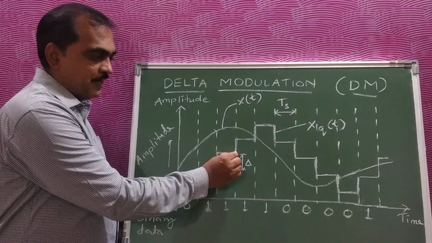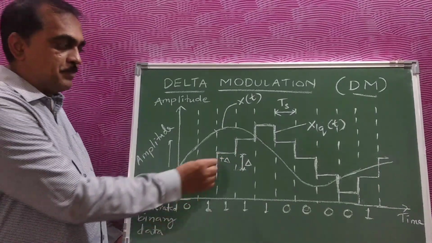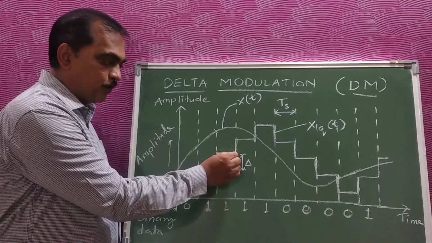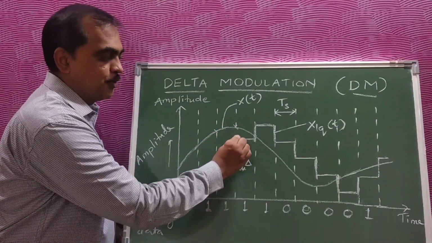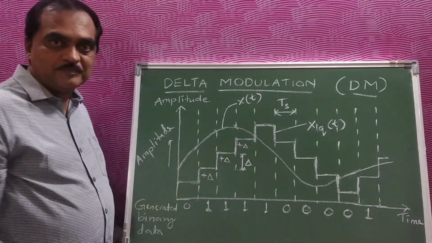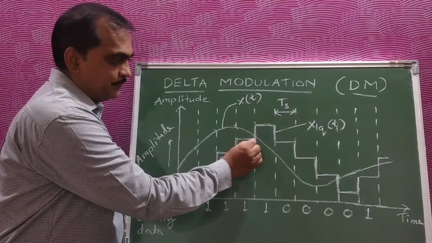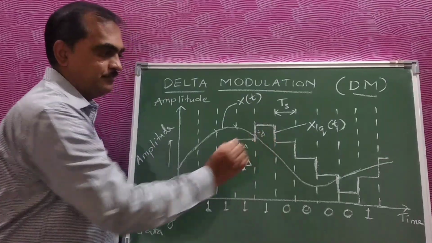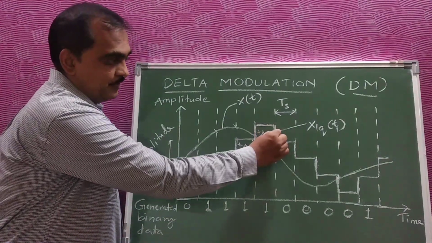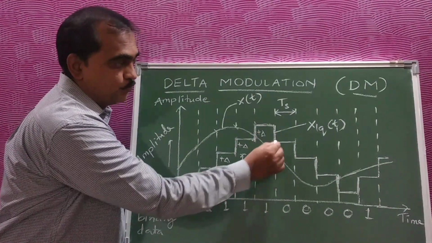Again, at the end of the sample period, you see the analog signal is on top. Again, you have to go on top. This is plus delta. Again, here the analog signal is on top, so you go on top. This is plus delta. But here, you see the analog signal is down, so you have to come down.